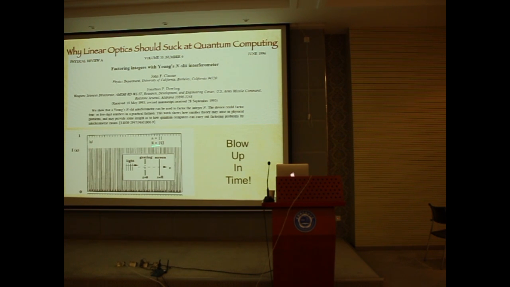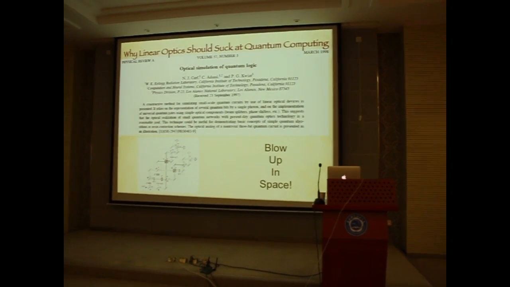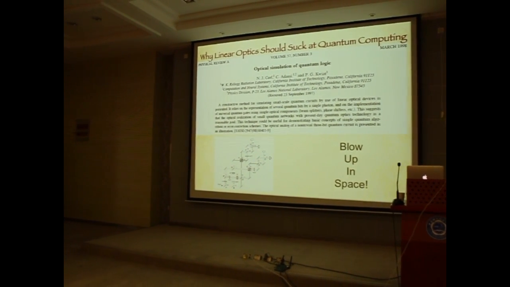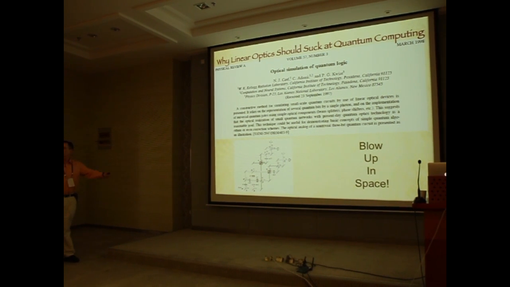This was a Talbot interferometer, and you can use Gauss sums. Wolfgang Schleich has made a cottage industry of this now, using Talbot interferometry to factor numbers, but there's a blow-up in how long it takes. And then there's this old paper by Adami, Cerf, and others, where they had a scheme for single-rail, all linear optical quantum computing. They showed it was universal, but the problem is the interferometer blows up in size.